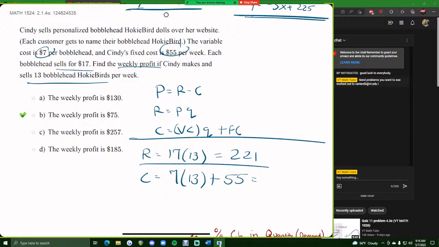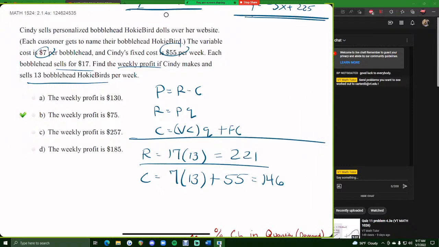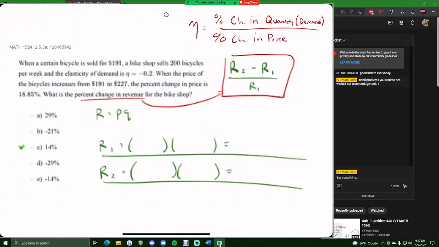In my phone we get 146. We have revenue and we have costs. So we take revenue and subtract the cost. And real quick in my phone, 221 minus 146 gives us 75 for revenue minus cost. That is our profit. All right, let's keep it rolling.